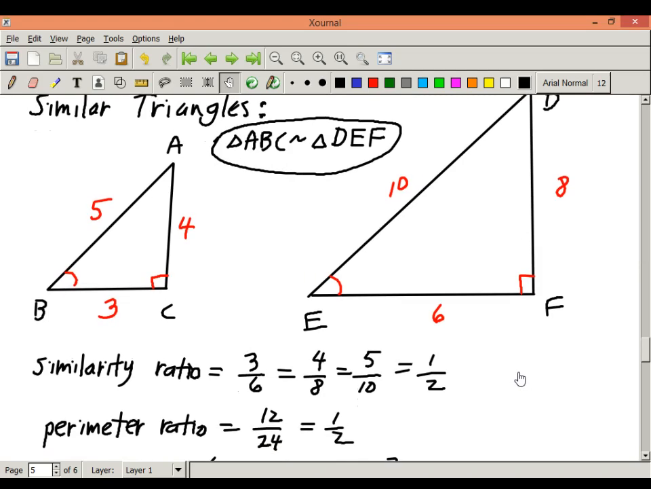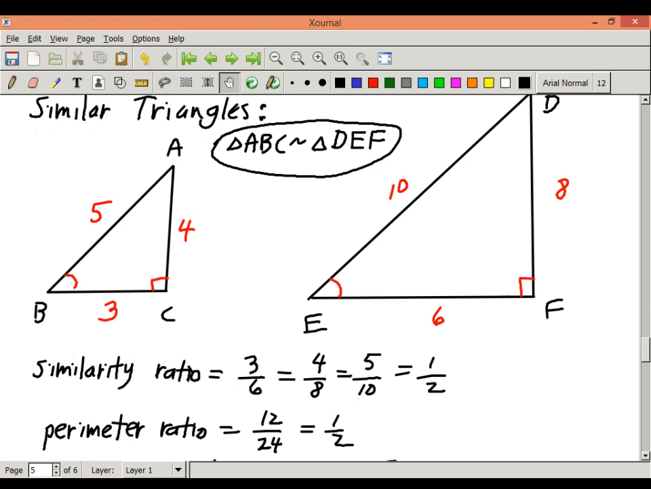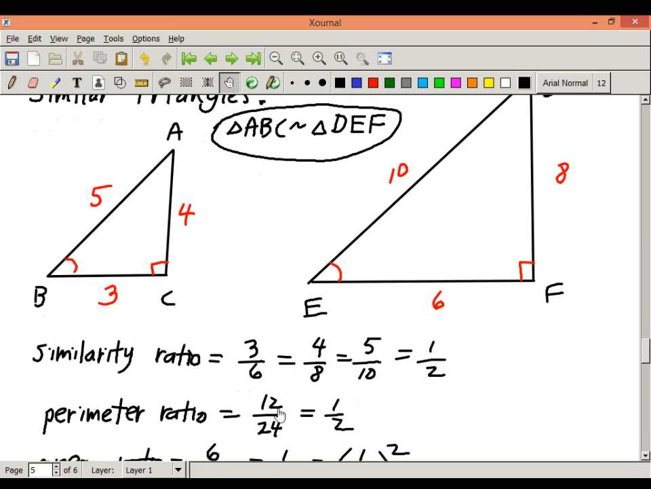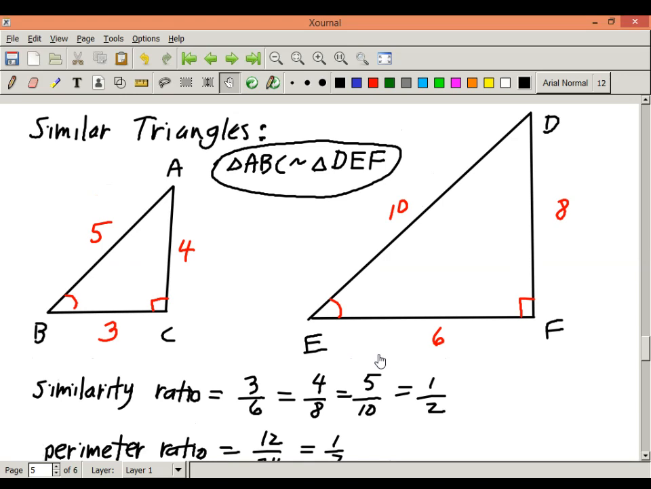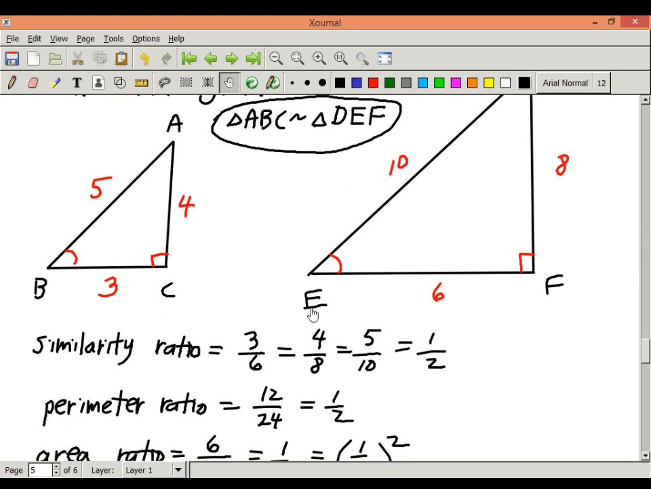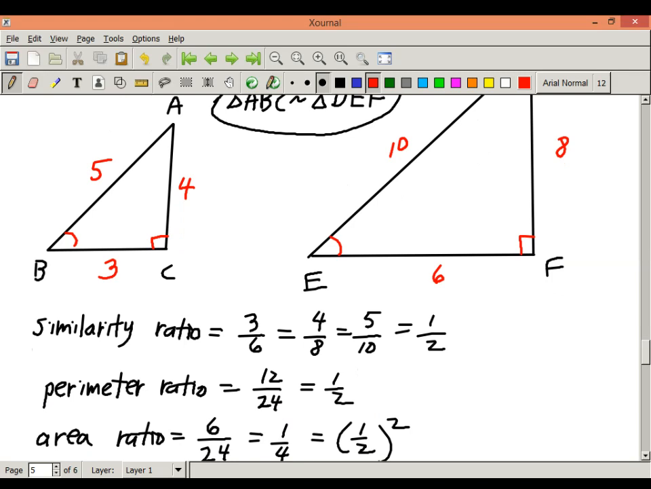Now, if you relate that to their perimeters, the perimeter of this first figure, just add up all the sides, it's going to be 12. And then if you add up all the sides of the second figure, it's going to be 24. So the ratio of those two perimeters is 12/24, which is 1/2. So notice that the similarity ratio and the ratio of the perimeters is exactly the same fraction.